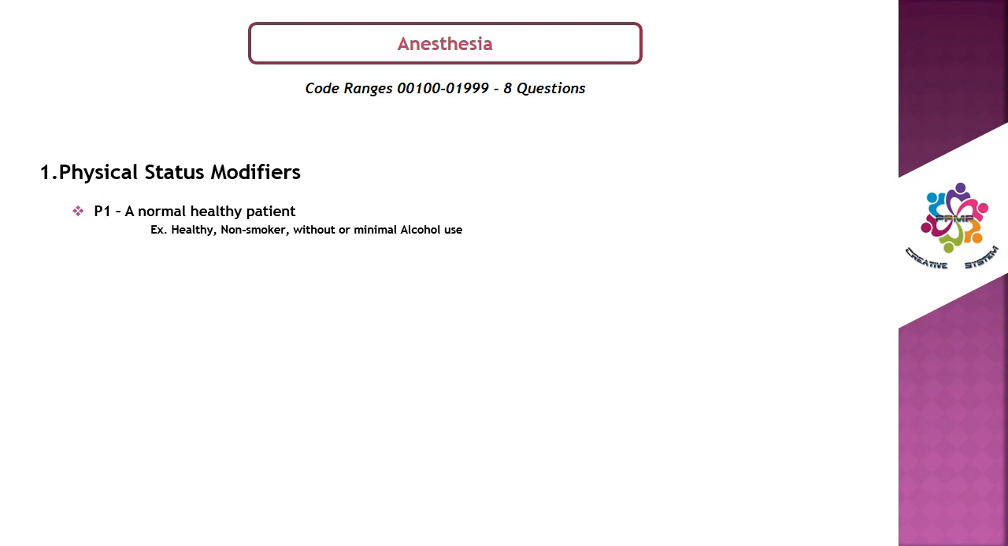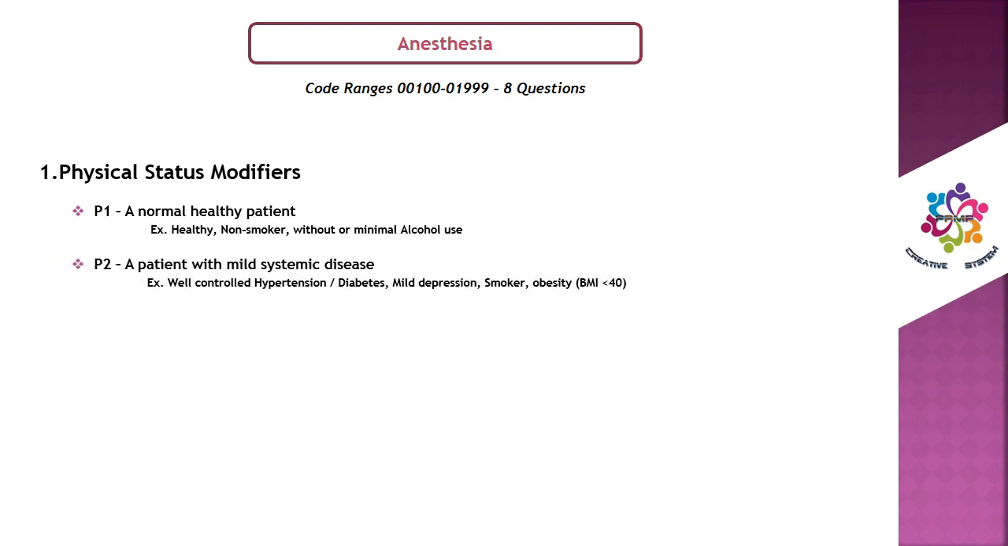They are: 1. P1 modifier, which denotes a normal healthy patient. Example: healthy, non-smoker, without or minimal alcohol use. 2. P2 modifier, which denotes a patient with mild systemic disease. Example: well-controlled hypertension or diabetes, mild depression, smoker, obesity, BMI less than 40.